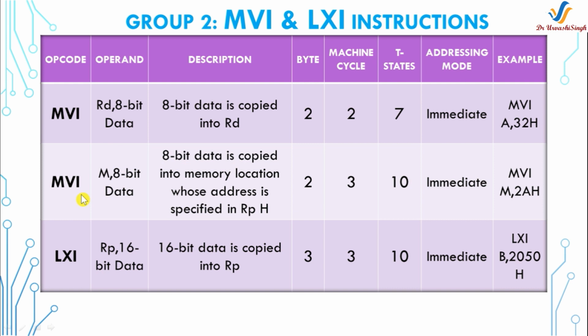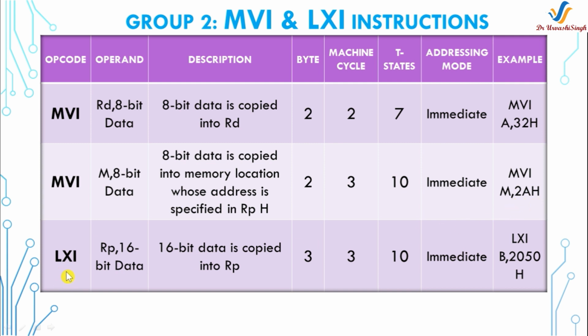Next instruction is where 8-bit data is copied into the memory location whose address is given in the register pair H. Once again, this instruction requires 2 bytes of the memory, and here the third machine cycle will be memory write because 8-bit data is written over to the memory location. Total T states will be 10. The example of this instruction is MVI M, 2A hex.